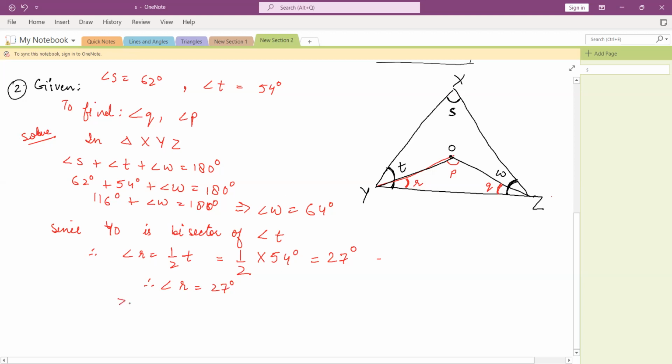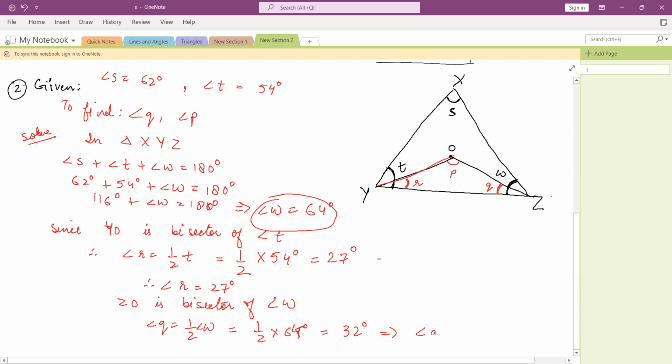Now again, ZO is the bisector of angle W. So angle Q is half of angle W. Angle W we have just found to be 64 degrees, so this is half of 64, which becomes 32 degrees. So we have found angle Q is equal to 32 degrees. We were asked angle Q, so this we have found. Now we have to find angle P, this one.